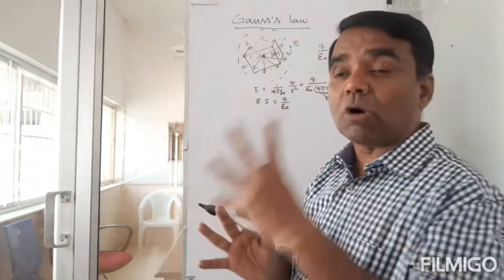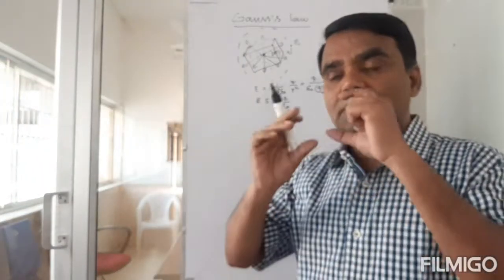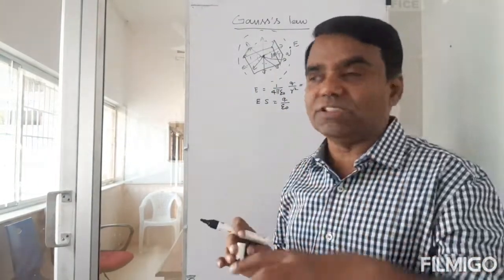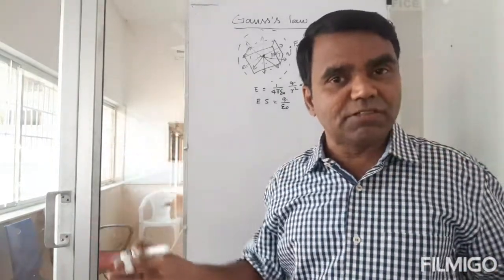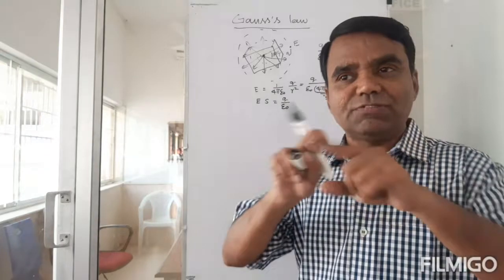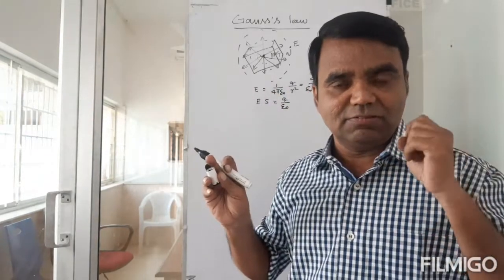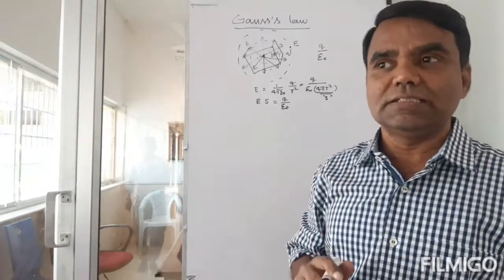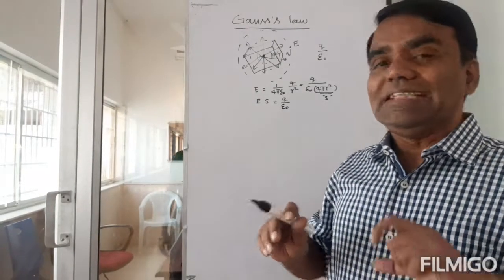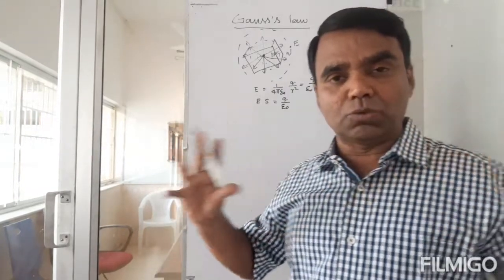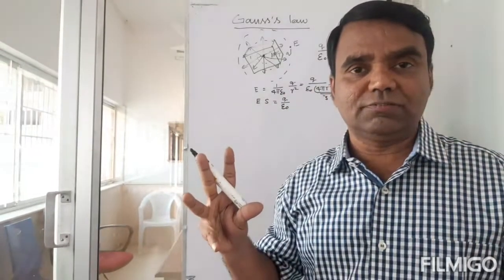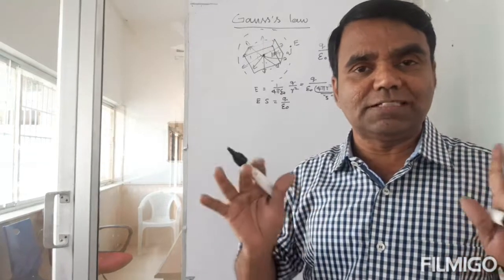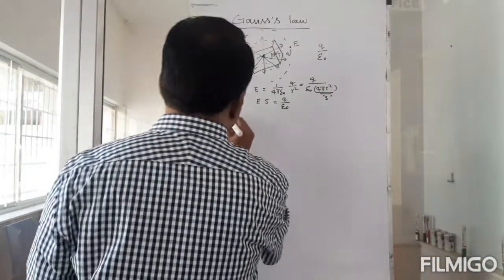So it does not depend on the shape of the container, right? The container can be a sphere or a box or a bag, any irregular shaped container, doesn't matter. But the number of lines which are coming out of that charge will always be the same. So that's the idea. That is what Gauss says. What Gauss says is that the electric flux coming out of a closed surface will be equal to the net charge inside that surface divided by epsilon naught. So the definition is this.